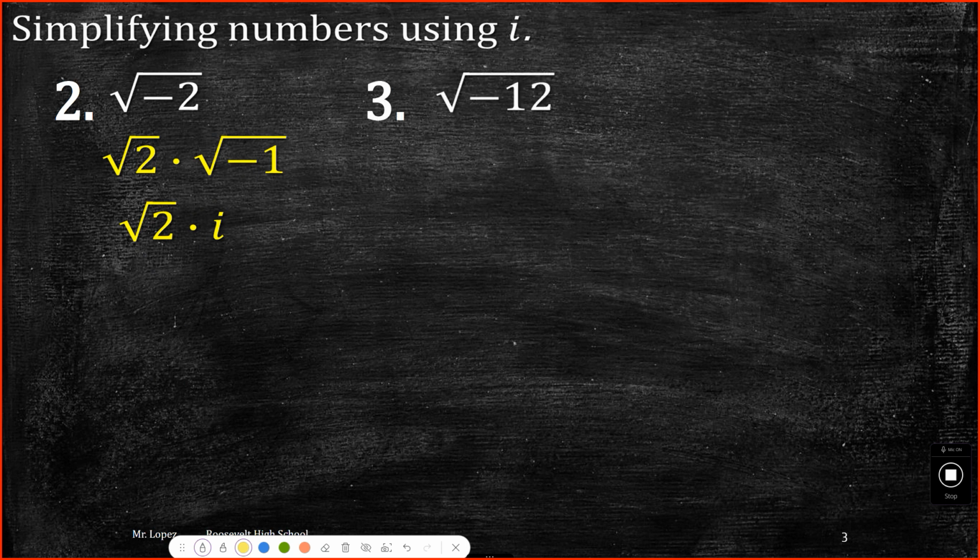Let's go. Round number 3. Step 1, separate the positive from the negative. That's step number 1. So what goes inside of the first square root? 12. 12 is correct. What goes inside the second one? Negative 1. You already know that that's imaginary right there.